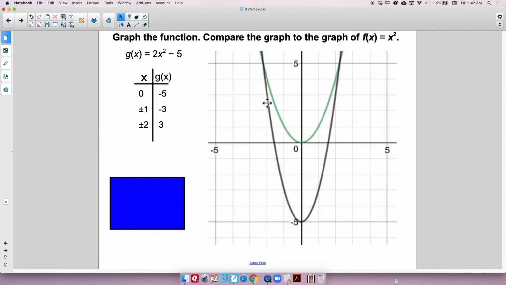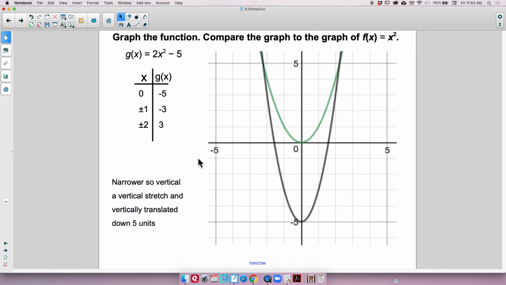And you should have gotten what's in black. Green is our parent function. How would you describe it? It's definitely a vertical stretch, steeper, right? And it's translated down by 5 units. Okay.